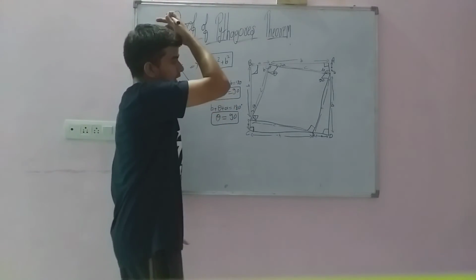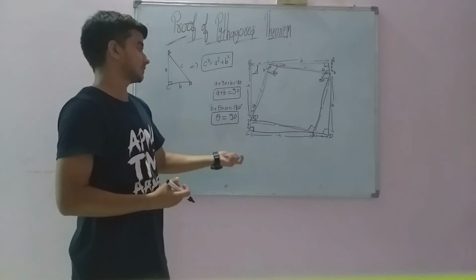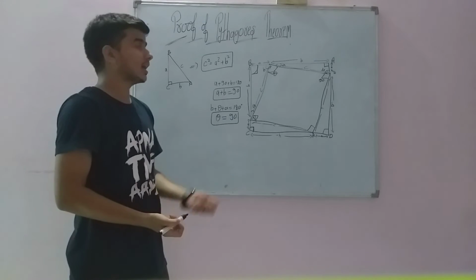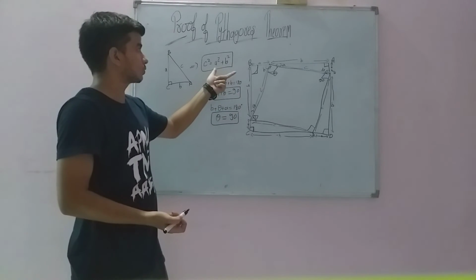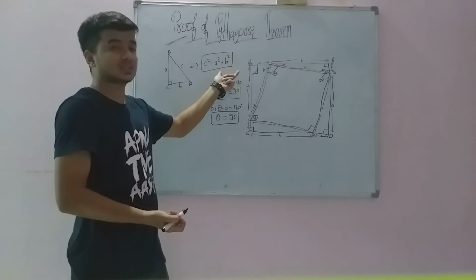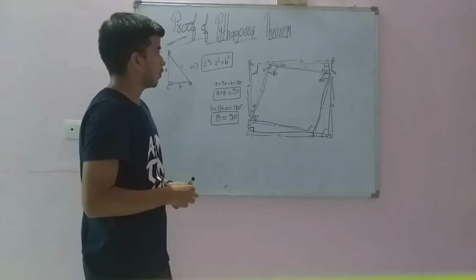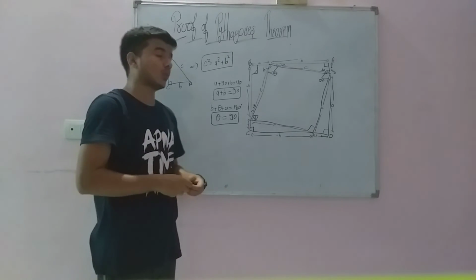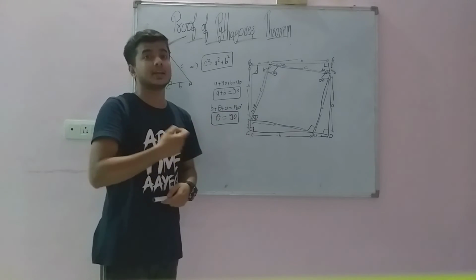Now we are going to talk about the area of the external square, and the area of a square is side square. Here the side of the external square is AB, which is A plus B. And the area of the external square is also equal to the area of 4 right angle triangles and the area of the inner square.